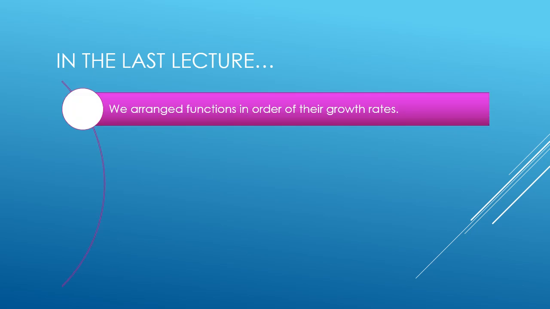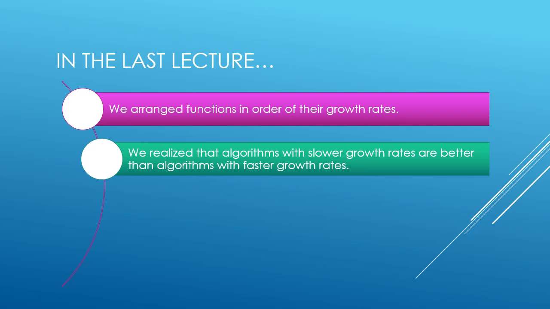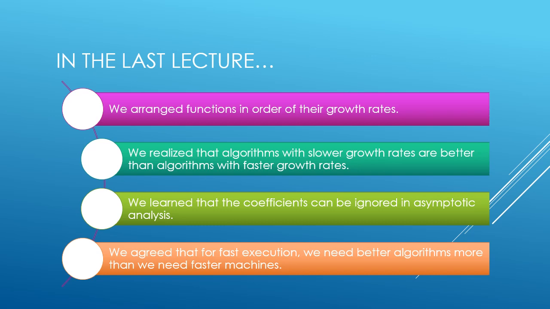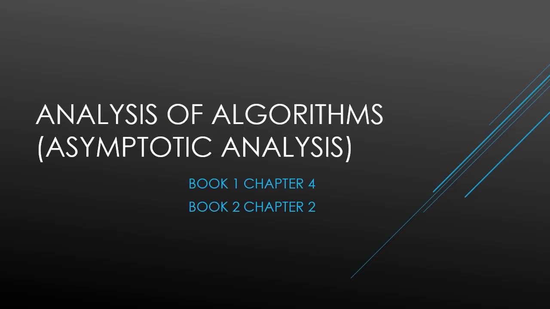In the last lecture, we arranged functions in order of their growth rates. We realized that algorithms with slower growth rates are better than algorithms with faster growth rates. We learned that the coefficients can be ignored in asymptotic analysis. And we agreed that for fast execution, we need better algorithms more than we need faster machines. We continue with analysis of algorithms and use chapter 4 of book 1 and chapter 2 of book 2.